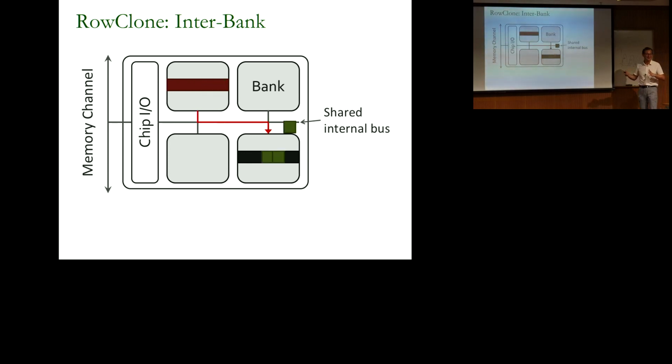That's better. You basically pipeline the accesses: while reading from this byte by byte, you're writing to this byte by byte. And this already exists. You just need to do it internally inside the DRAM chip. All of the circuitry exists. So that's the interbank copy.